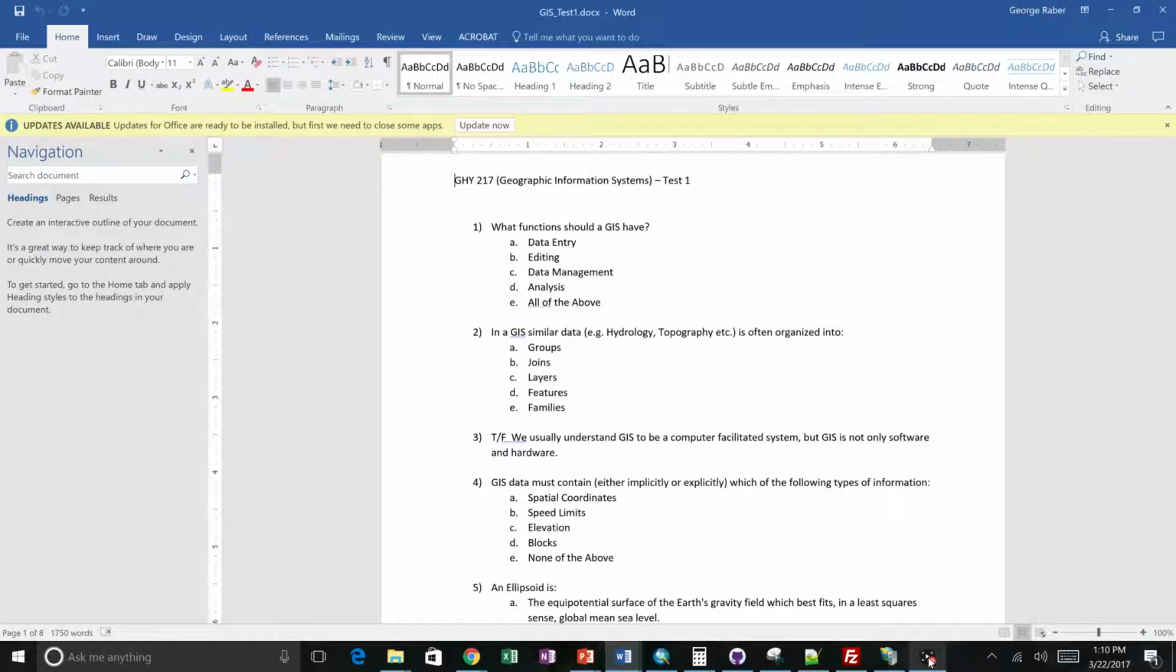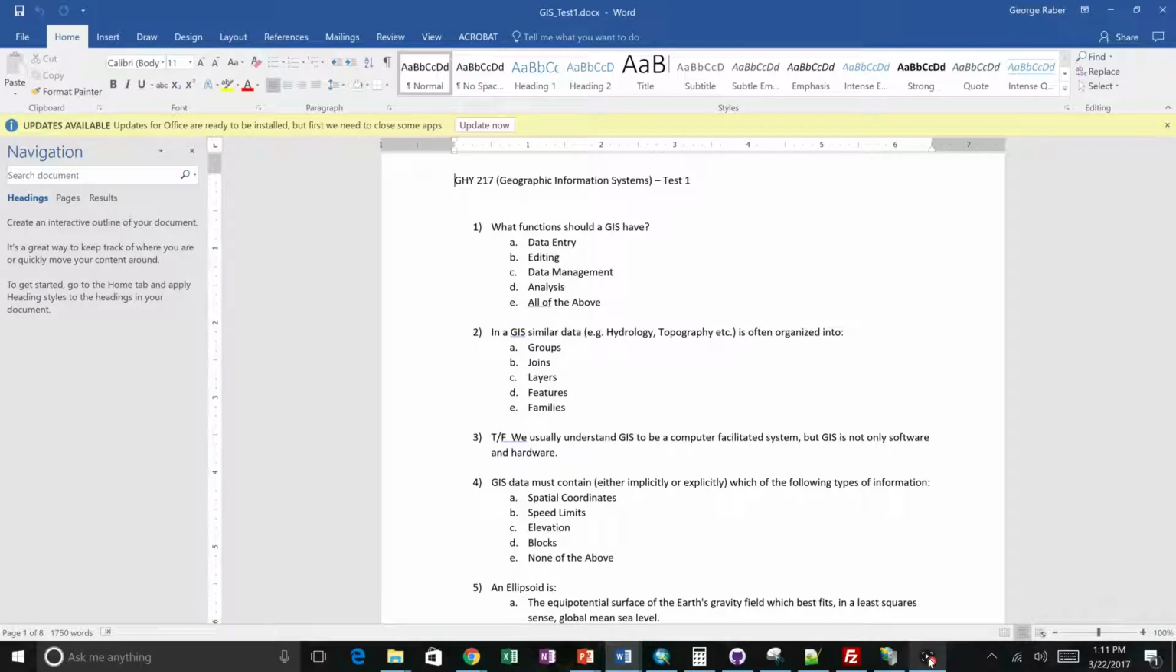The next question: in a GIS, similar data is often organized into layers. That's the correct answer. So C. Number 3, true or false? We understand a GIS to be a computer-facilitated system, but GIS is not only software and hardware, and that's true. It also includes the people. We said that the first day in the book and in the lecture.